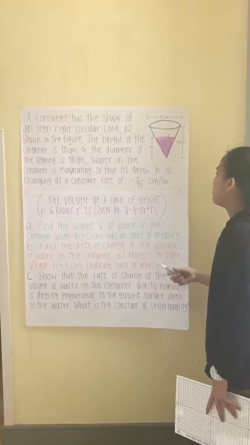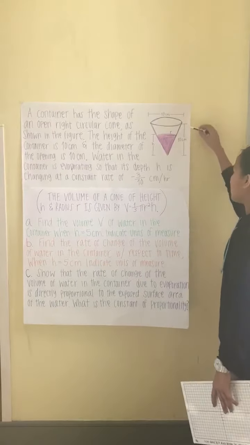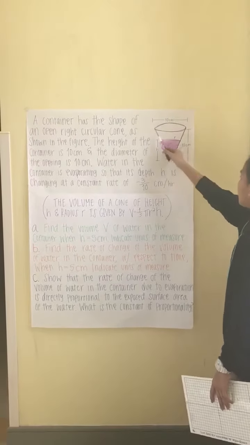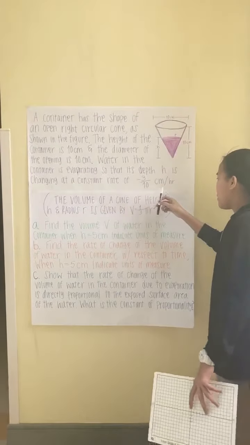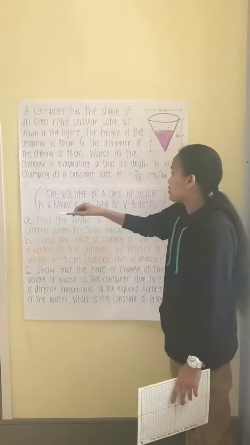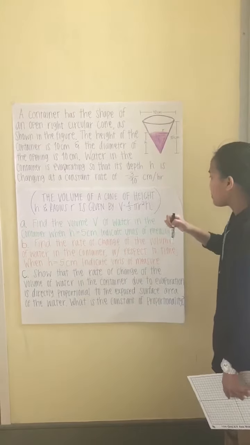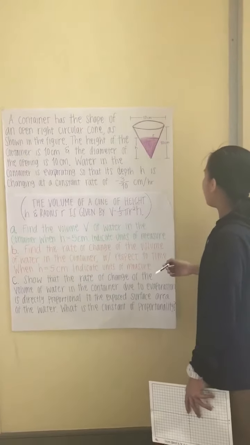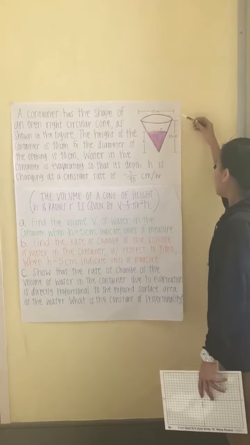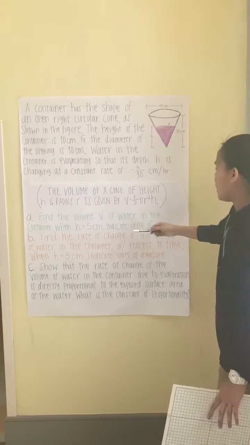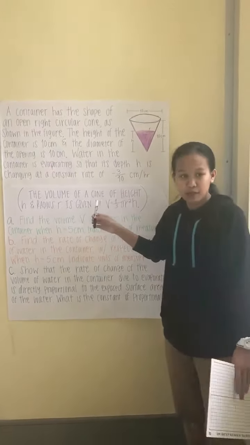Shape of an open right circular cone, as shown in the figure. The height of the container is 10 centimeters, and the diameter of the opening is 10 centimeters. Water in the container is evaporating, so that its depth, h, is changing at a constant rate of -3/10 centimeters per hour. Some things to keep track of would be the diameter of the cone and the height of the cone, as well as the volume equation of the cone, which is 1/3 pi r squared times h.